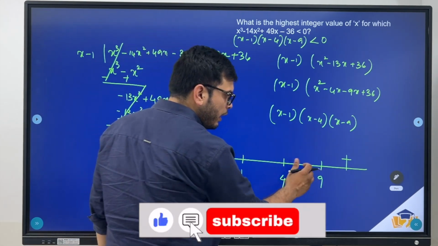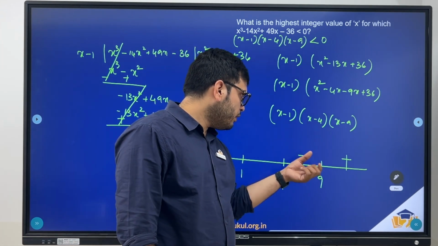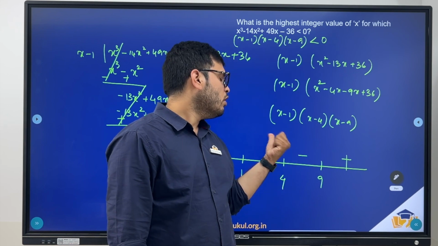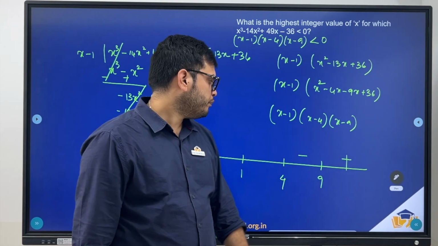Now between 4 and 9, negative. Because if x is greater than 4, these two will be positive and this will be negative. So you'll have negative values when x lies between 4 and 9.